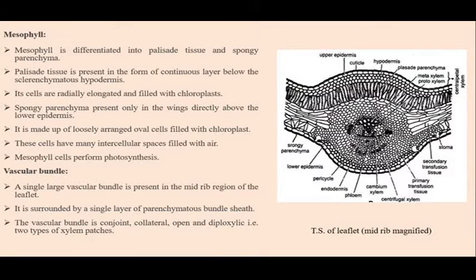Next to hypodermis is mesophyll. Mesophyll is differentiated into palisade and spongy parenchyma. Palisade tissue is present in the form of a continuous layer below the sclerenchymatous hypodermis. Its cells are radially elongated and filled with chloroplast.